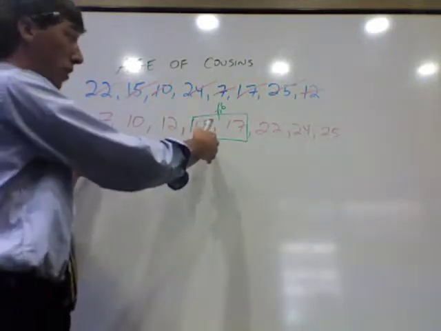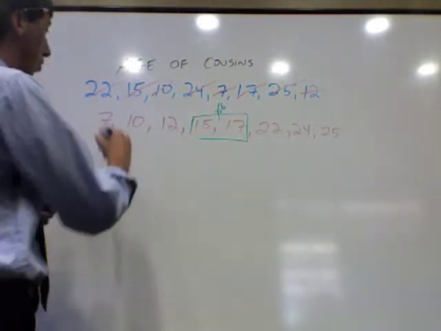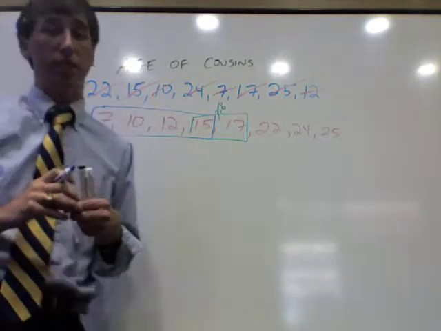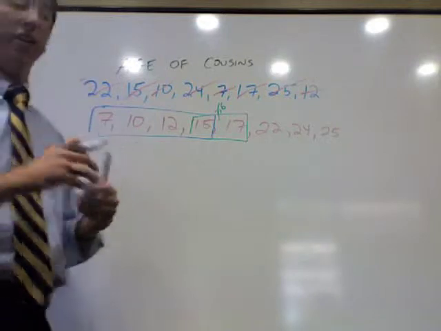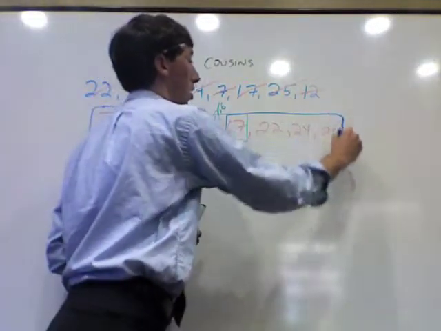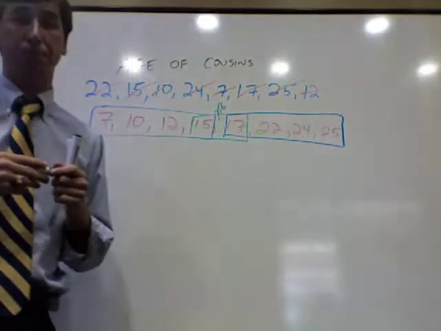I now have a lower half of numbers, which would go from 7 all the way to 15, because 15 is not my median, and an upper half of numbers. That would go from 17 all the way to 25.